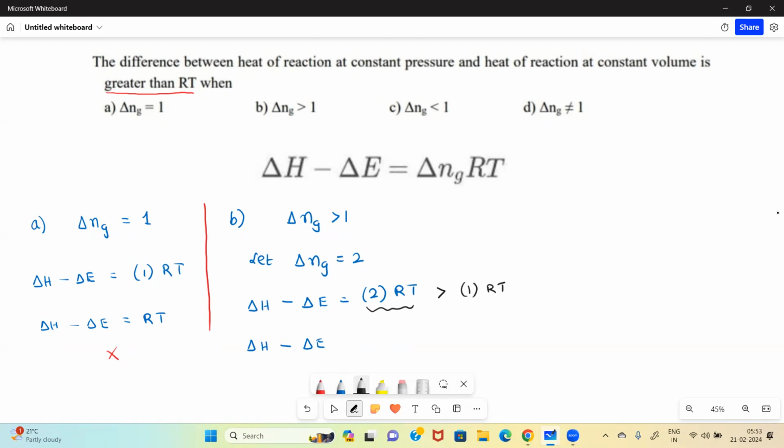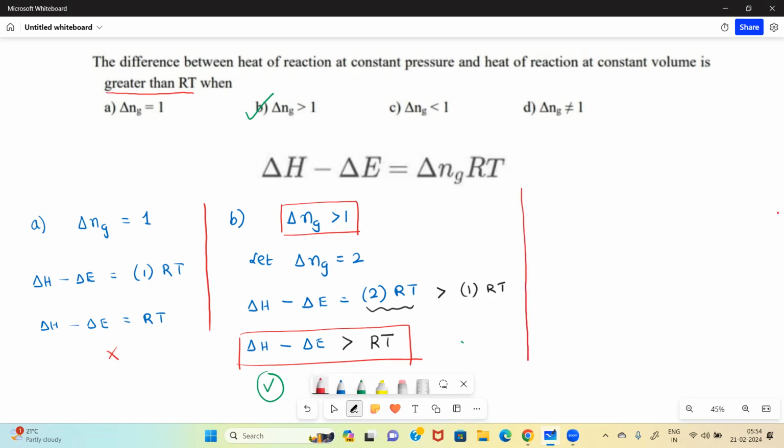Yes. Therefore, delta H minus delta E, which is equal to 2 times RT in this case, definitely is greater than 1 times RT. Certainly, we can clearly see that this difference between heat of reaction at constant pressure and heat of reaction at constant volume is indeed greater than RT in this case, where delta Ng is greater than 1. Therefore, this is certainly the correct answer. So whenever delta Ng is greater than 1, this difference is going to be greater than RT.